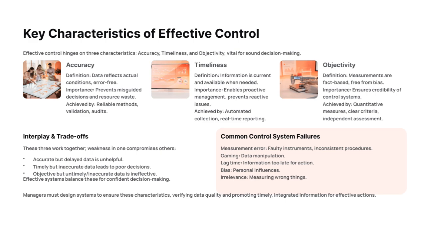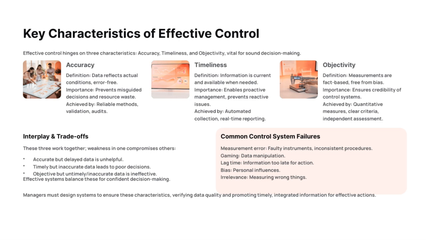Let's talk about these concepts more closely. Objectivity means measurements are fact-based and free from bias. This is crucial because it ensures our control systems are credible and trustworthy. We achieve objectivity through quantitative measures, clear criteria, and independent assessments. Timeliness, on the other hand, means having current information available exactly when we need it. This enables us to be proactive rather than reactive, often achieved through automated collection and real-time reporting. Lastly, accuracy is about ensuring our data reflects the actual conditions without errors.